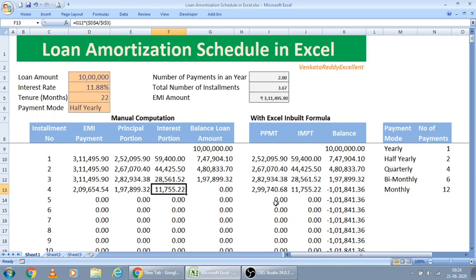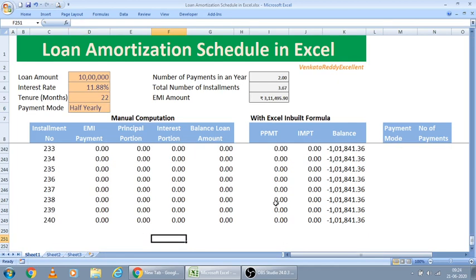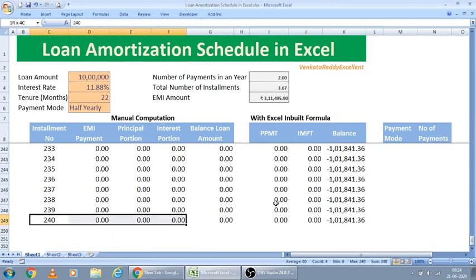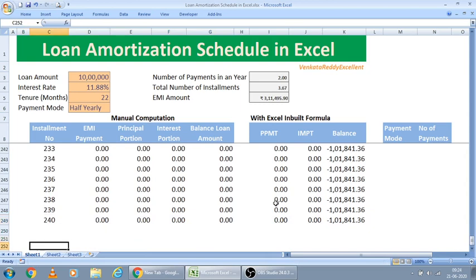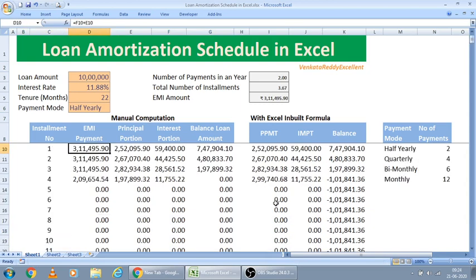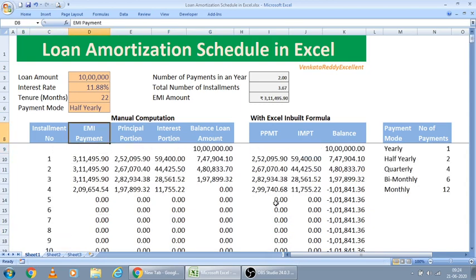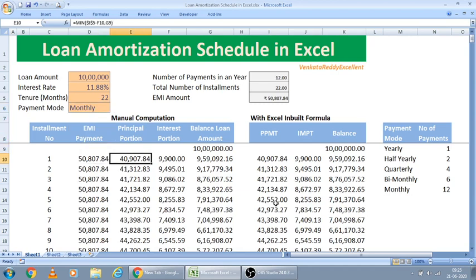This Excel template I have built up to 240 months or 20 years. If you want more, just drag this formula down and increase the installment number. I will be sharing this file with you in the description. The link will be given in the description. You can download this file and learn the logic behind this amortization schedule.